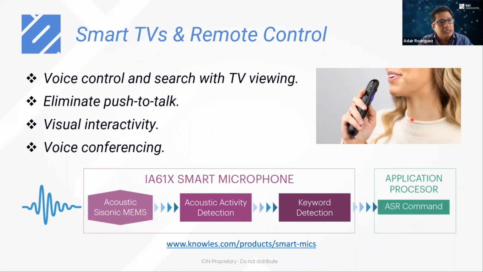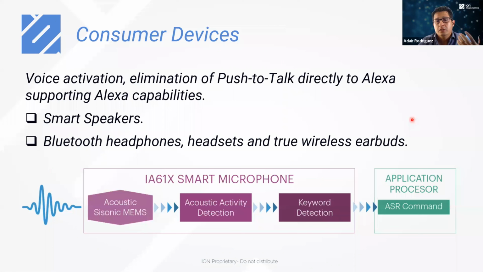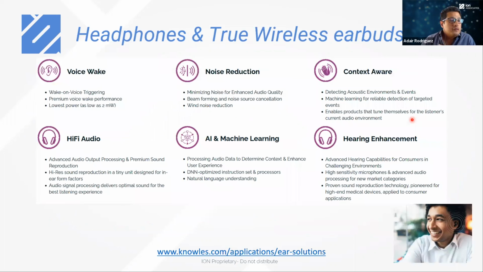We have some examples of products that can help you on this. For consumer devices, we have the smartphones, we have the earbuds, we have the speakers. And also for the earbuds, or the true wireless earbuds, TWS, we have the voice wake up, noise reduction. We also are able to provide high quality audio.